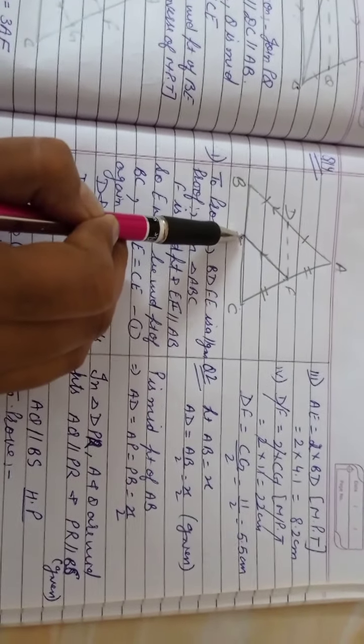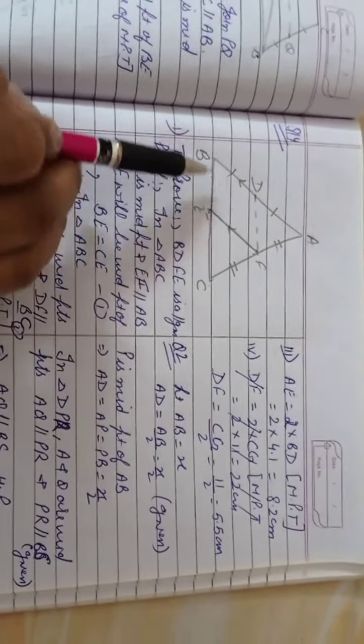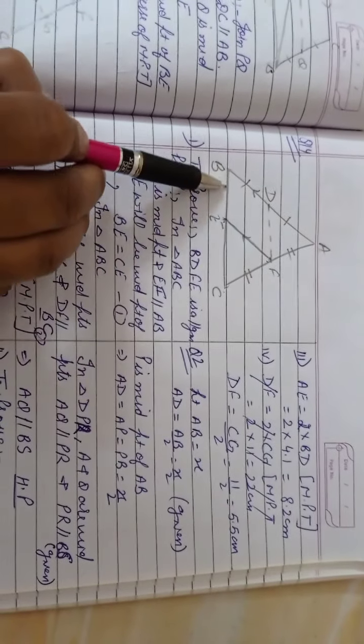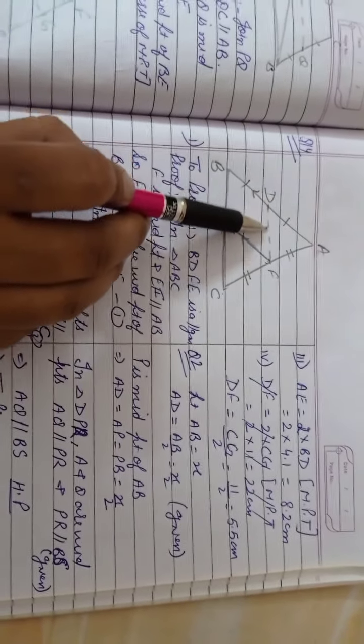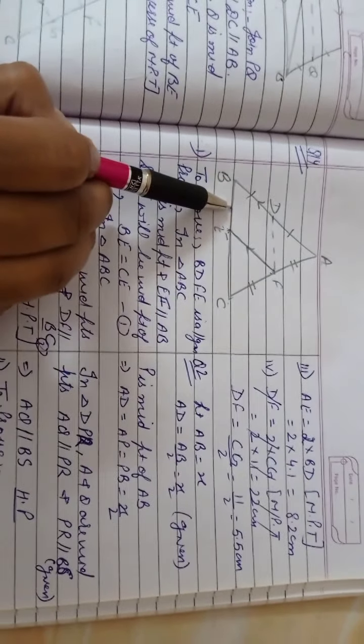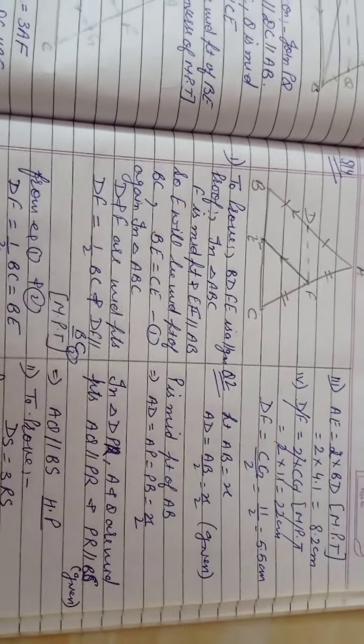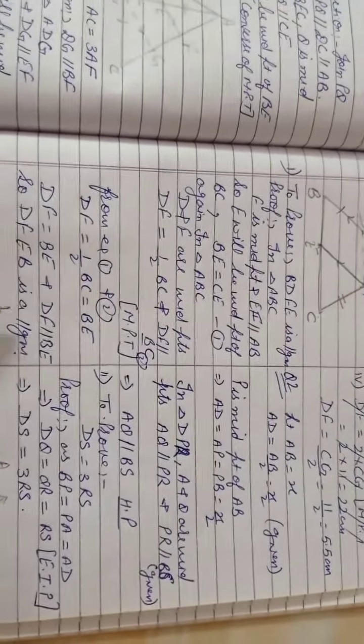So in the first part we proved E is midpoint. So what is half of BC? BE. That means DF will be equal to BE, as well as DF will be parallel to BE also. So one pair of sides equal and parallel, that means it is a parallelogram. I already solved. You can go through the solution.